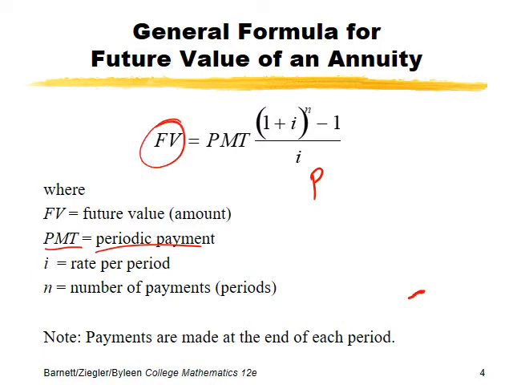FV is the future value, I is the interest rate, and again, point to be noted that I equals R over M. Now what is R? R is the interest rate and M is the compounding period. Similarly, N equals T cross M. M is the compounding period, T is the number of years.